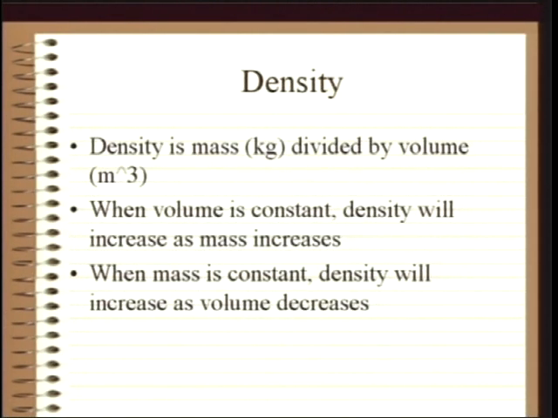Next, we'll discuss some more on density. Density is mass divided by volume. When the volume is constant, if you have a constant volume, the density is going to increase as the mass increases. So for example, if you have a volume of air and you replace that with the same volume of water, the water is going to have a much higher density because it has a much higher mass.